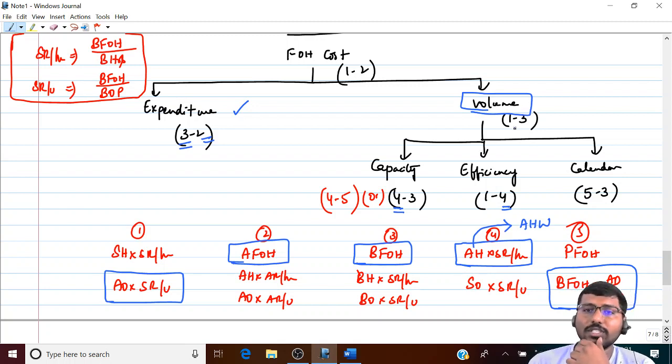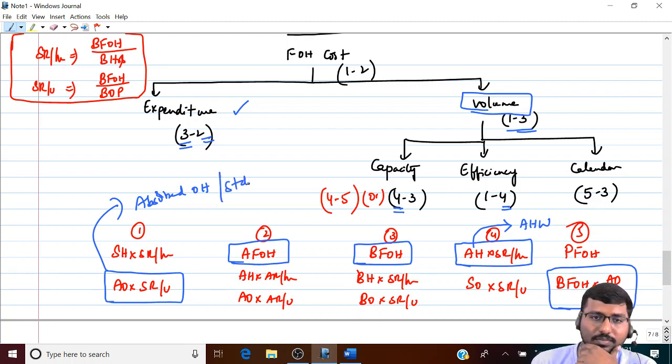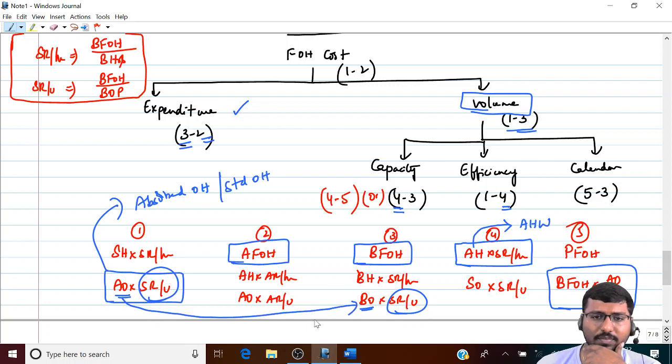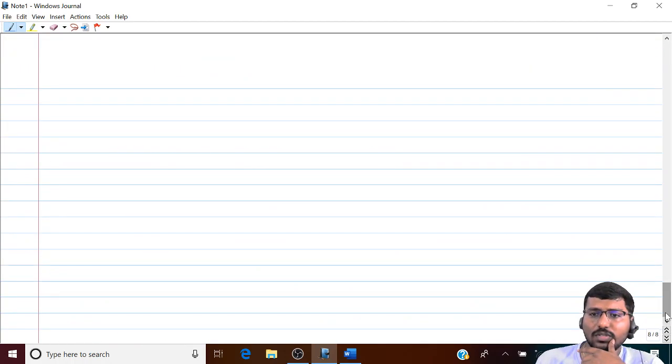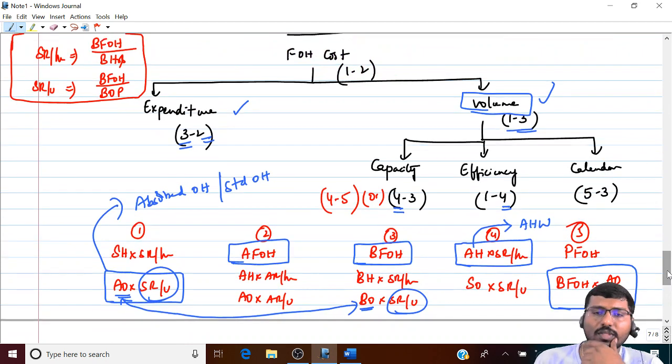By looking at that, you have to understand here 1 minus 3. What is 1? Absorbed overheads, or you can also call it standard overheads, standard fixed overheads in this case. And what is 3? Budget. You see, it's quite simple. Here also the standard rate per unit is the same. So what is the difference? AO here, BO here. So basically the difference is volume only, and that's why it is volume variance. You got this? Right. Next.